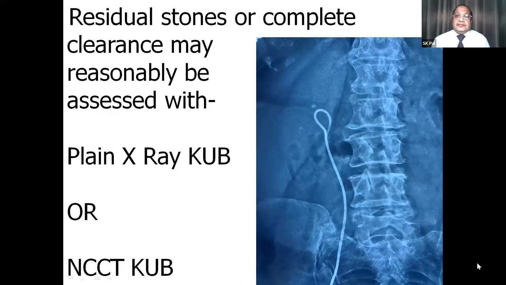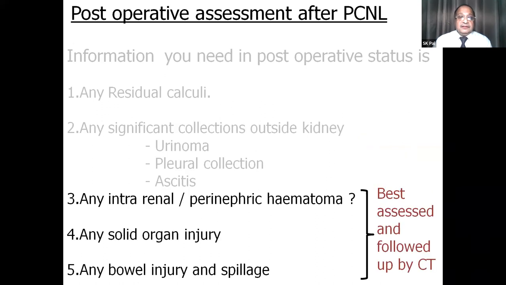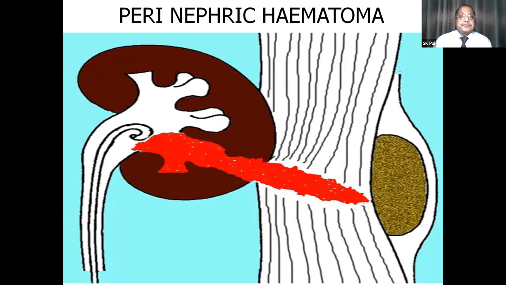But if you have to look for residual stones, I will advise to get an X-ray KUB done. X-ray will at least show you some significant stones if there are some residual fragments, and you may take a decision depending upon whether you need to remove these stones or not. Or if it is really necessary, you should go for X-ray or NCCT KUB, not for ultrasound, for residual stones. For urinoma, pleural collection and ascites, it is best assessed and followed up by ultrasound. The collections are nicely seen by this. But any hematoma, perinephric hematoma, any solid organ injury or bowel injuries are better seen by CT scan.